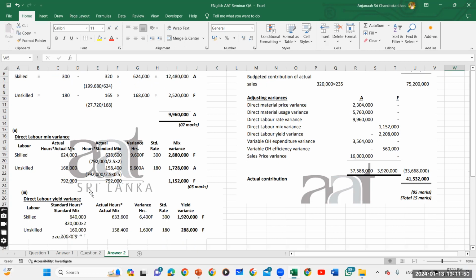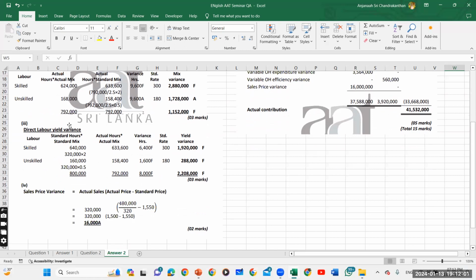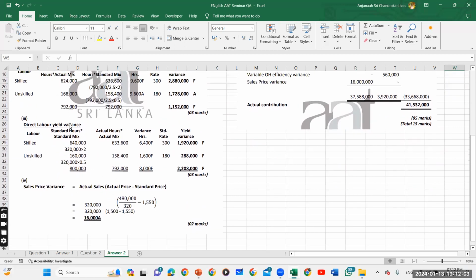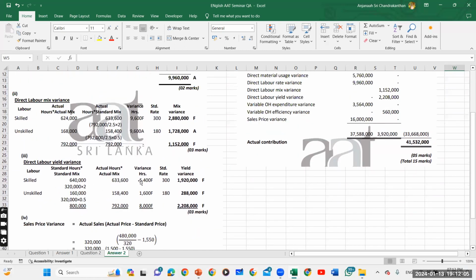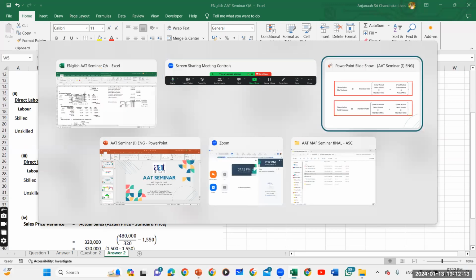Then we have the direct labor mix variance. So there, how do we take? We take the actual mix. So what is the formula? You might mess up here. You all know how to calculate, but this answer you might not get at a direct glance. So what I recommend is to use the formula in the PPT.